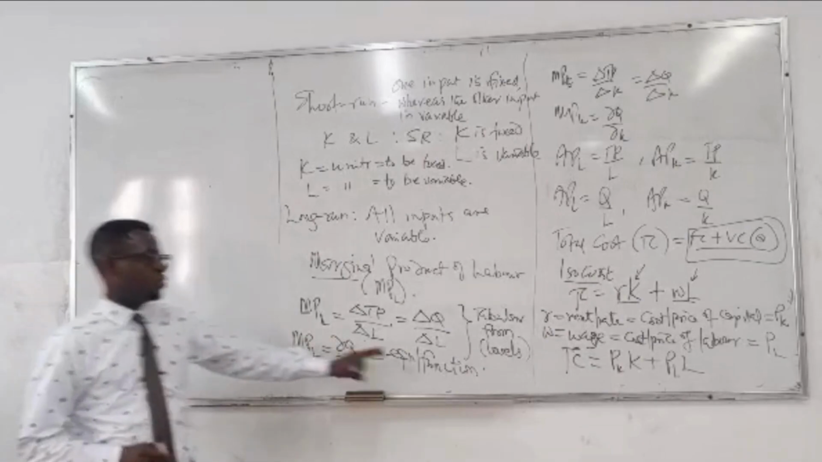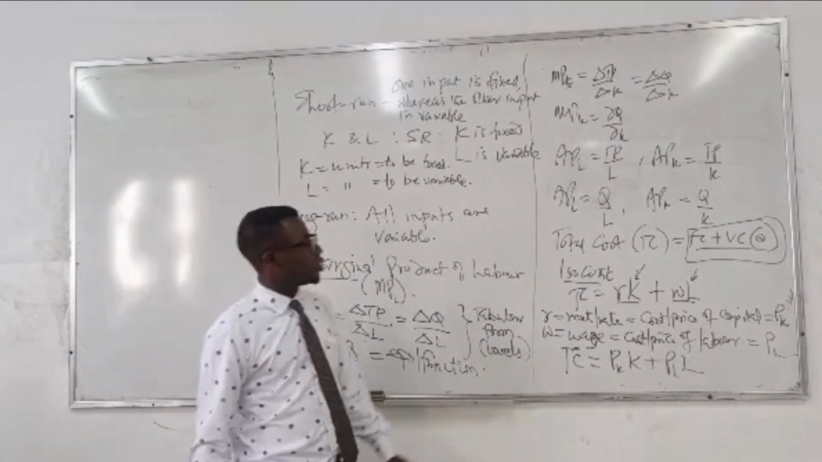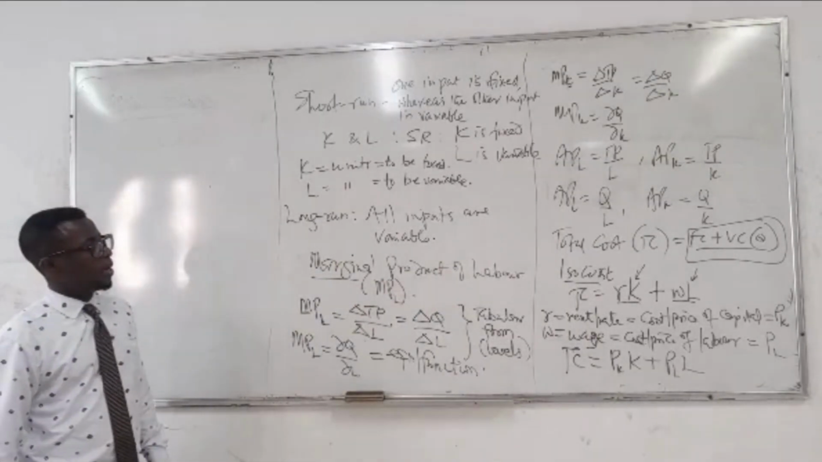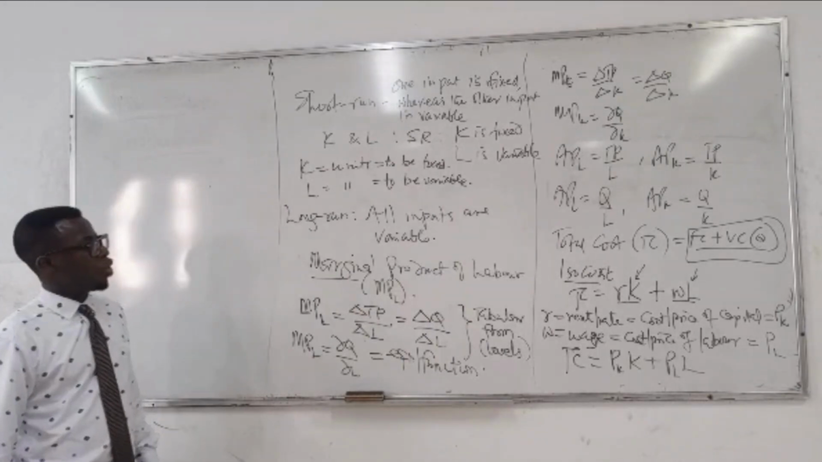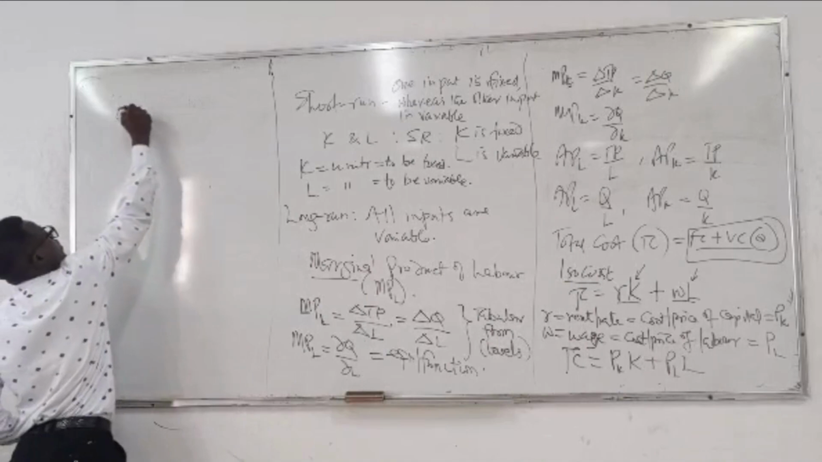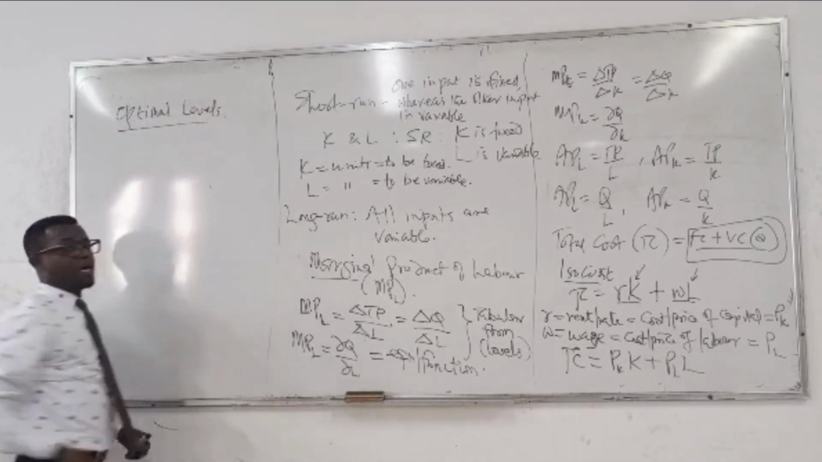So now our next step, from the total cost, the isocost which we discussed, we'll go to what I would refer to as the optimal levels. Optimal levels, right? What are the optimal levels?